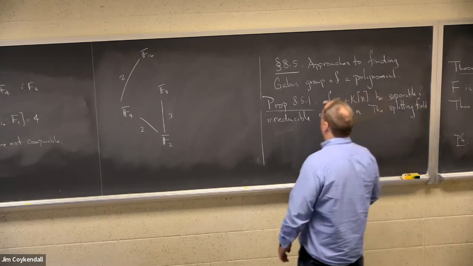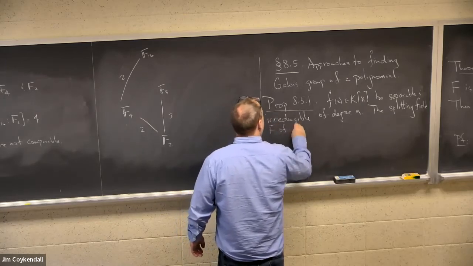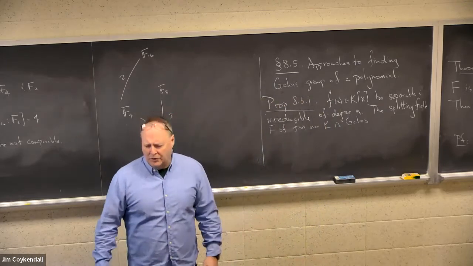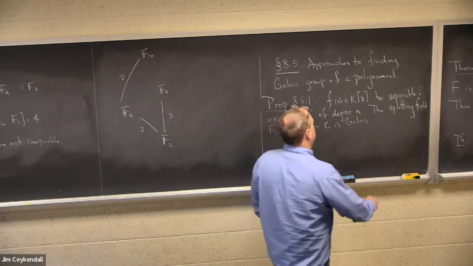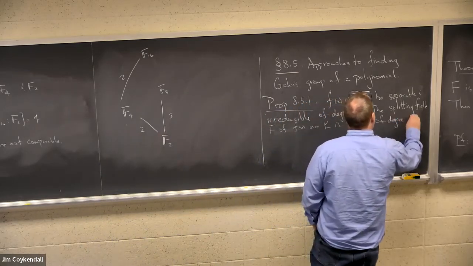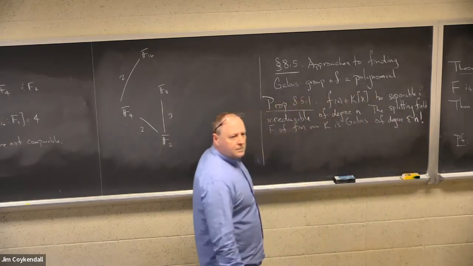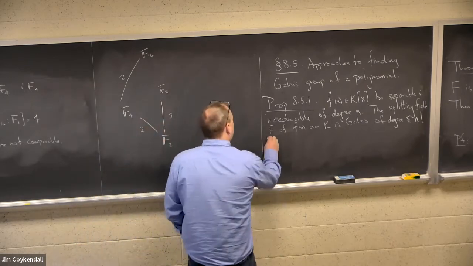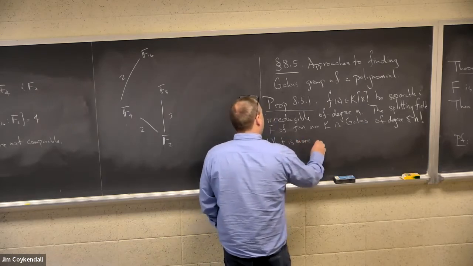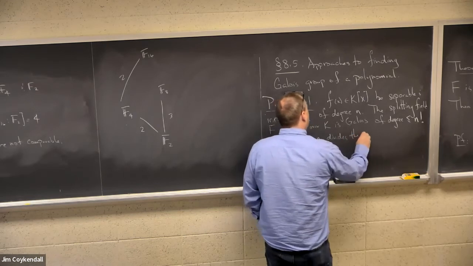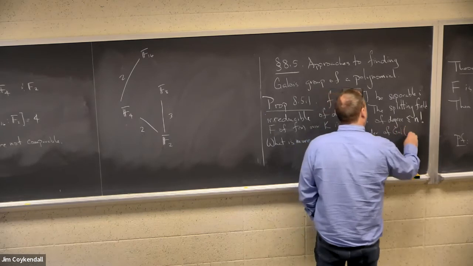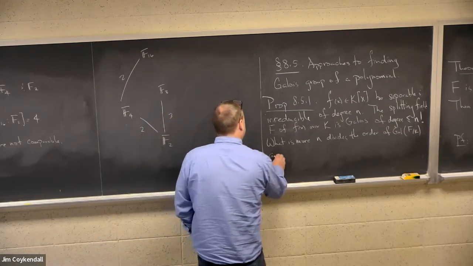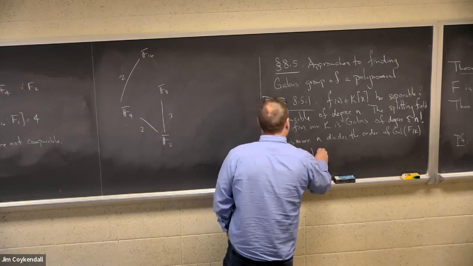The splitting field F of f of x over K is Galois because it's normal and we're assuming the polynomial is separable, of degree less than or equal to n factorial. Right, that's a theorem that we have from class already. There's nothing new here. What is more, n divides the order of the Galois group of f over K. And the Galois group of f over K is a transitive set.